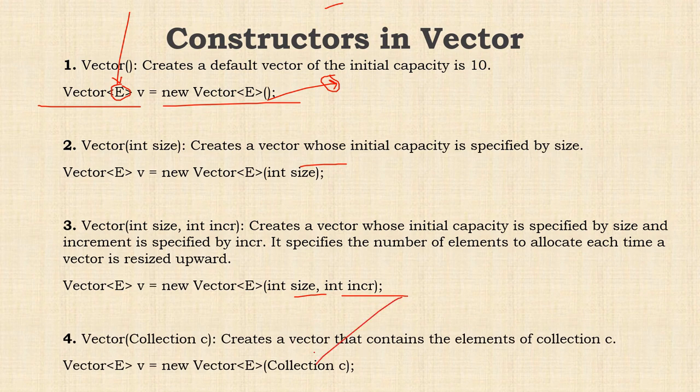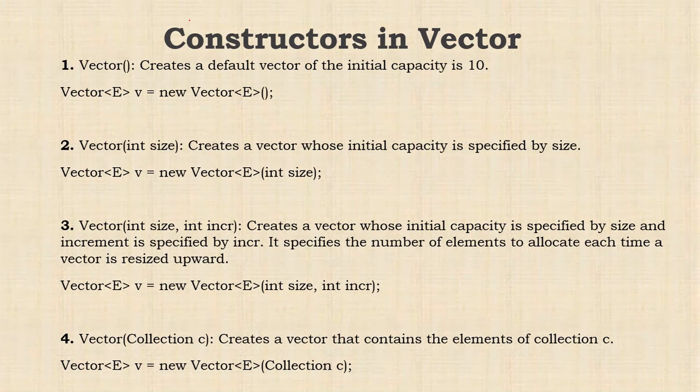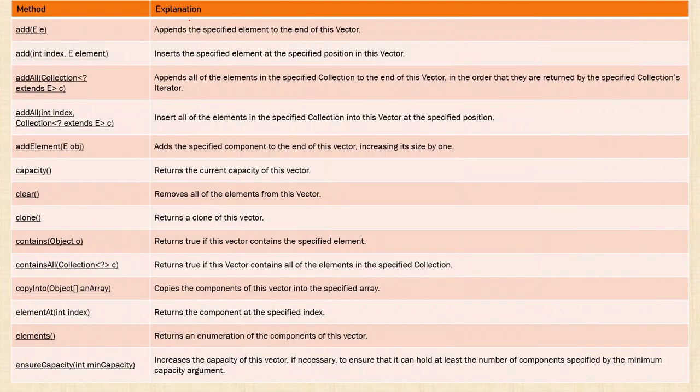And the fourth way, we can create a Vector that contains the elements of a collection. We can provide an ArrayList, or any collection, at the time of creating the Vector. So we have four ways to create the Vector. Basically, most of the time we use the first one, but you can choose any according to your need.